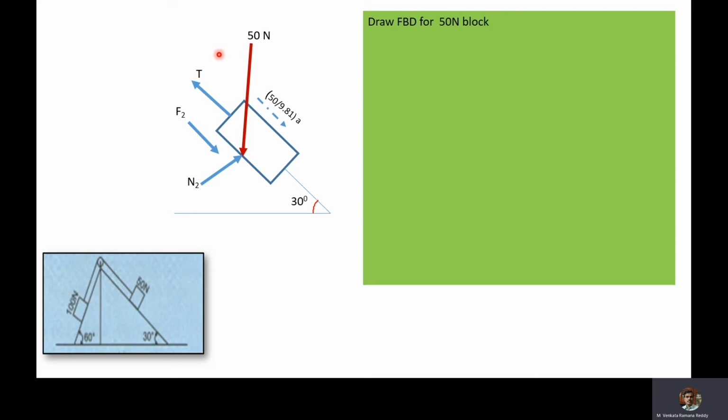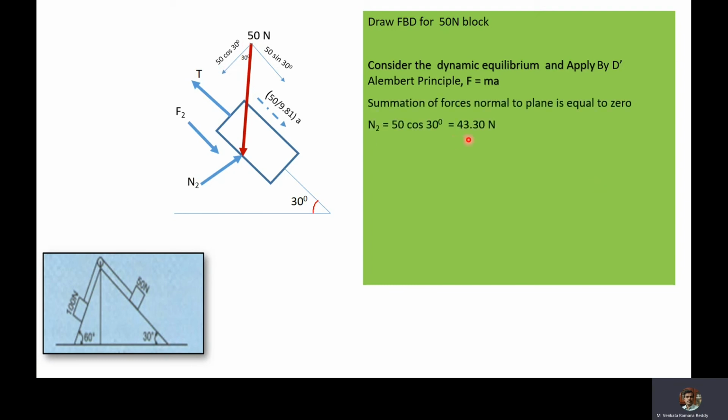How do we resolve the 50 newton force along the incline and normal to the incline? This is 50 cos 30 and this is 50 sin 30. Consider the dynamic equilibrium condition and apply D'Alembert's principle. Summation of the forces normal to the incline is equal to 0. Then N2 is equal to 50 cos 30, which is equal to 43.30 newtons.